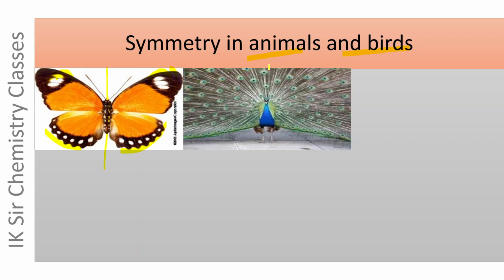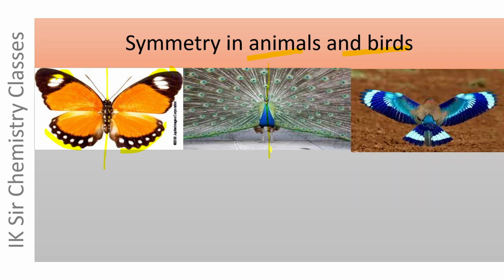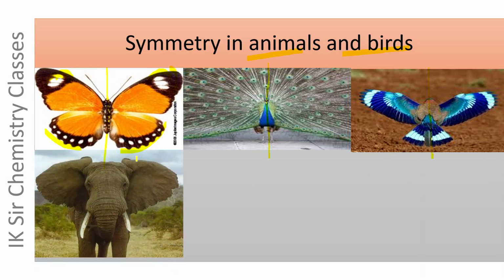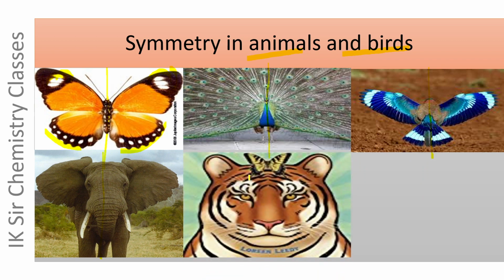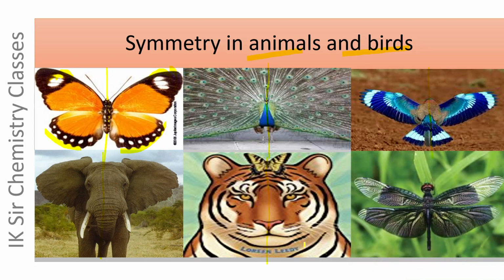This is a peacock. It is also symmetrical in nature. The Indian roller, that is Nilkant, is symmetrical in nature. This line divides it into two equal halves. The elephant is also symmetrical. This line divides the elephant into two equal halves which are just mirror images of each other. And this is a tiger. This vertical line divides the tiger into two equal halves, and this one is a dragonfly which is also highly symmetrical in nature.